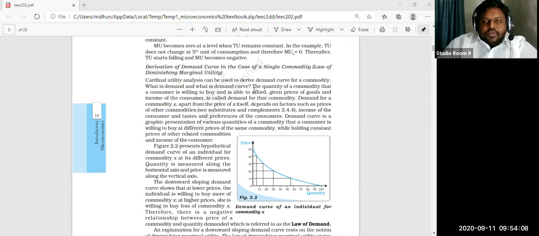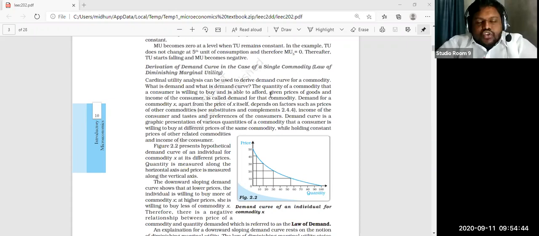Aishwarya, okay, if you want, you can record also. Demand: the quantity of a commodity that a consumer is willing to buy and is able to afford. What is demand? The quantity of a commodity that a consumer is willing to buy and is able to afford. Willingness to purchase that, and it should be affordable. So it is related with the money we have, with which we are able to purchase such a product.